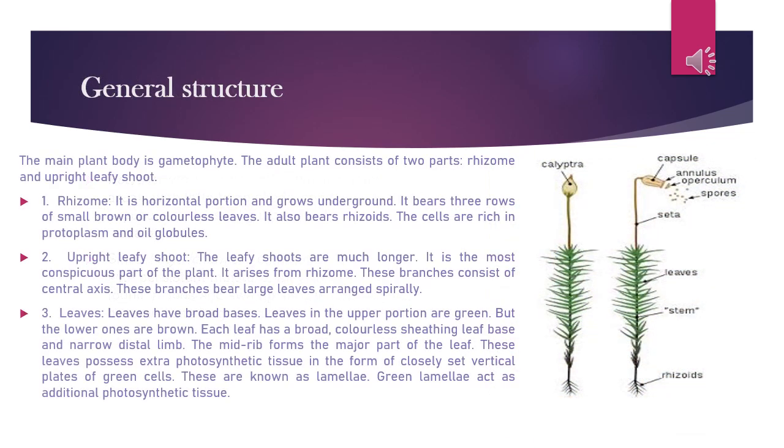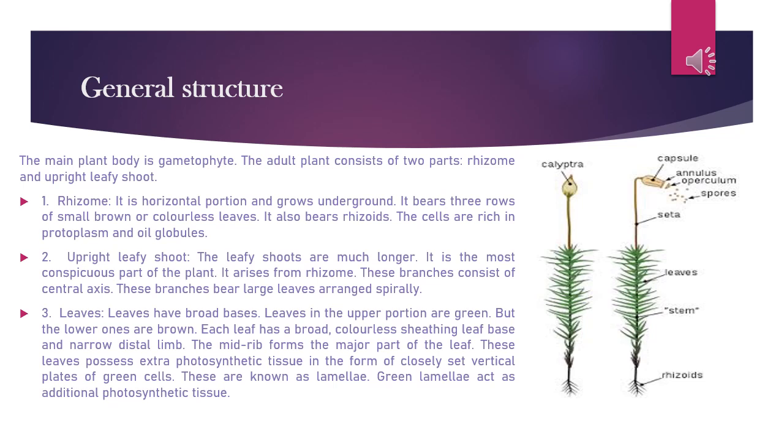So next we will move to the general characteristics. The main plant body of Polytrichum is gametophytic in nature. The adult plant consists of mainly two parts. Here in this diagram you can see that the plant body is differentiated into two parts. The first is the lower underground part, which is called the rhizome, and the uppermost aerial part, which is called the leafy shoot system. First we will study the rhizome.